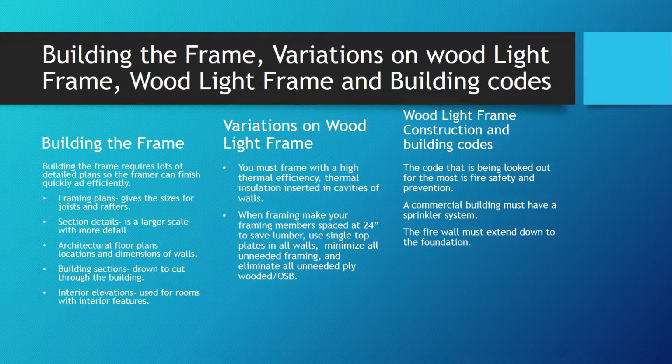And then you got the variations on wood light frame. You must frame with a high thermal efficiency. Thermal insulation is inserted in the cavities of walls. When framing, make your framing members spaced at 24 inches to save lumber. Use single top plates in the walls. Minimize all unneeded framing and eliminate all unneeded plywood/OSB.